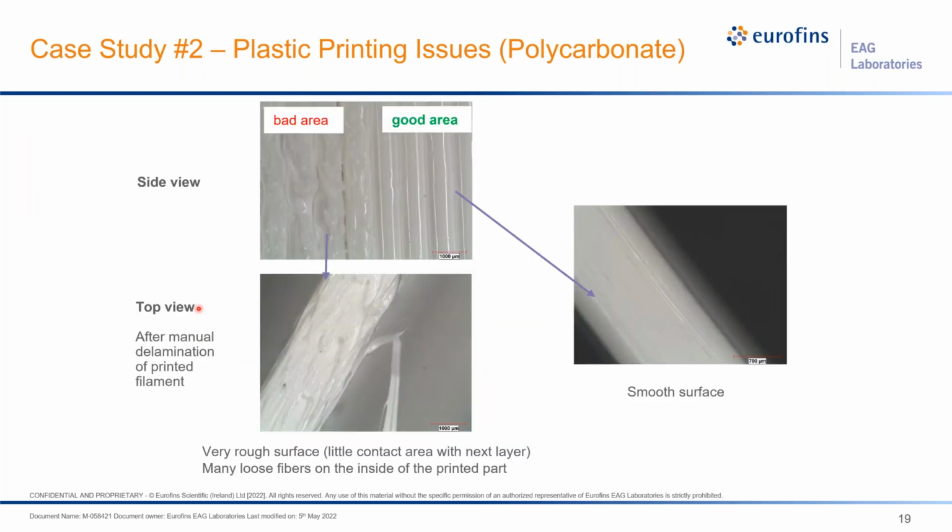When we did some microscopy, we realized that the good area of the print had a really nice smooth finish, while the bad area had all sorts of loose fibers and a messy interface, a poor contact area with the different layers and so on. So, this is the evidence of this poor print quality at the microscopic level.